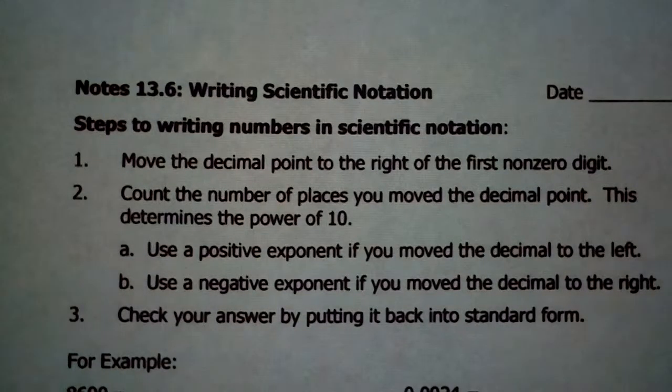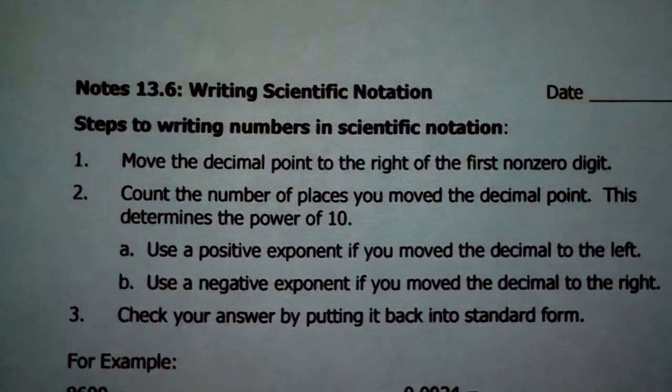Number 1, move the decimal point to the right of the first non-zero digit. Reason being, remember that in scientific notation, we need that first number to be a number that's 1 or more, but less than 10. And if you place the decimal point to the right of the first non-zero digit, apparently I cannot say that sentence, the first non-zero digit, you're going to end up with a number that fits those requirements.